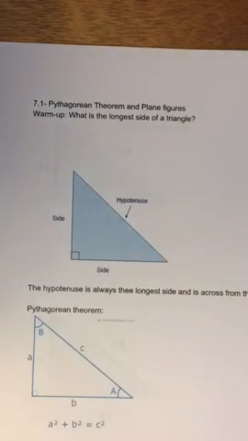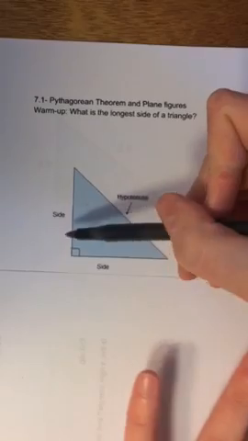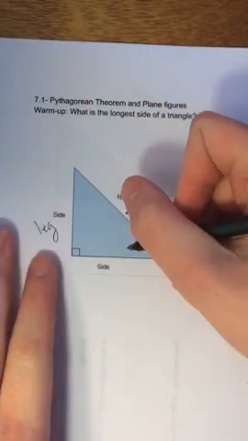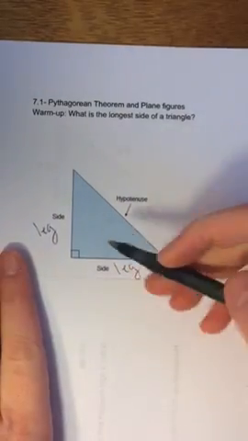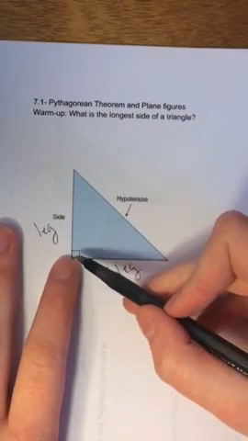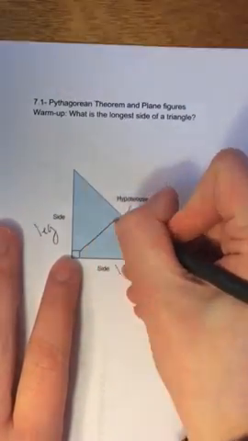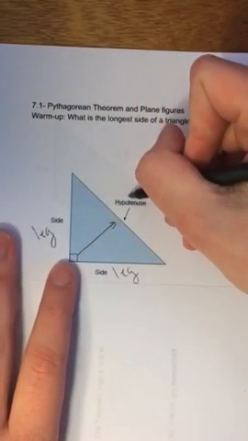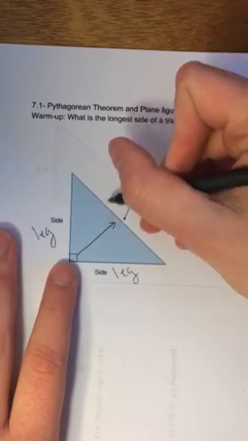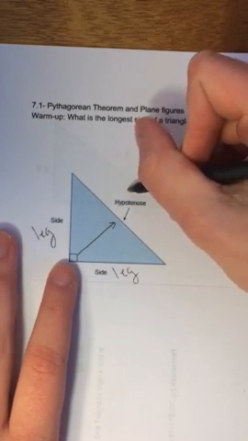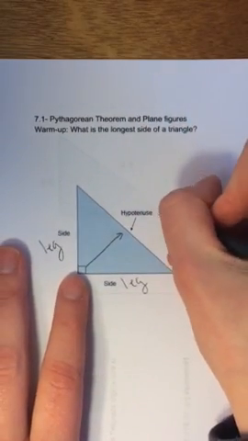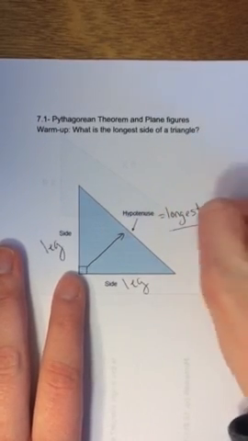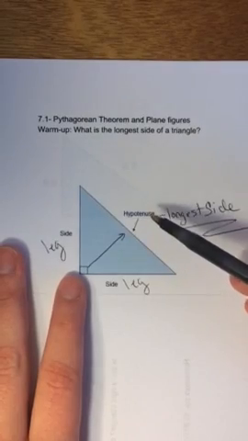It has a 90-degree angle. It has two sides, which we typically call legs. So these are the legs of the triangle. And the third side, which is across from the 90-degree angle, you can see that it doesn't touch the 90-degree angle, it's across from it, is called the hypotenuse. And the hypotenuse is always the longest side.